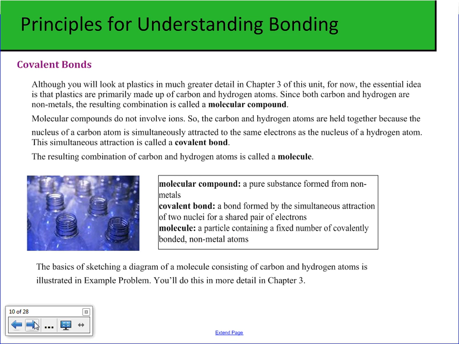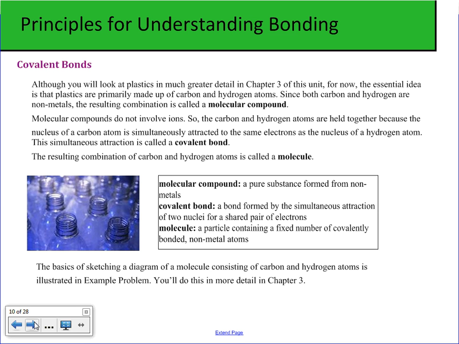Covalent bonds. So although you will look at plastics in much greater detail in Chapter 3 of this unit, for now, the essential idea is that plastics are primarily made up of carbon and hydrogen atoms. Since both carbon and hydrogen are nonmetals, the resulting combination is called a molecular compound. Molecular compounds do not involve ions, so the carbon and hydrogen atoms are held together because the nucleus of a carbon atom is simultaneously attracted to the same electrons as the nucleus of the hydrogen atom. This simultaneous attraction is called a covalent bond. The resulting combination of carbon and hydrogen atoms is called a molecule.